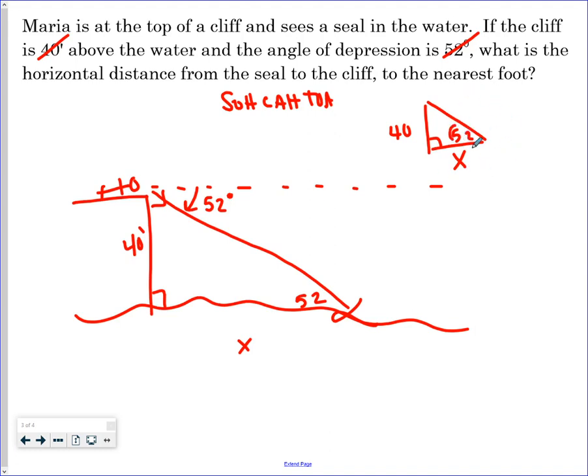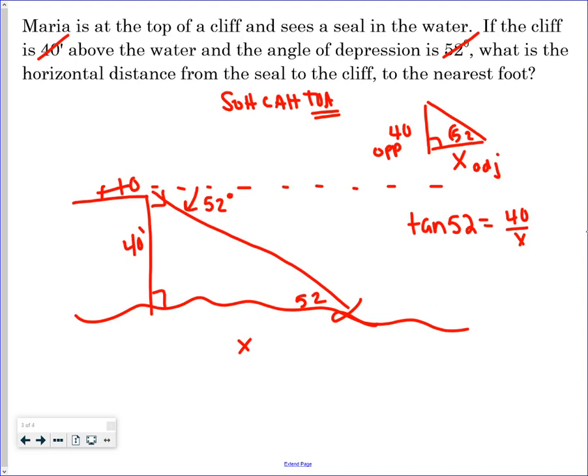So, from the 52, what's 40? Opposite, adjacent, or hypotenuse? Opposite. What's the X? Adjacent. So that's O and A. So again, I'm saying tangent of the angle here, 52, equals opposite over adjacent. Do you guys understand how I set that up? That's the hard part, right?